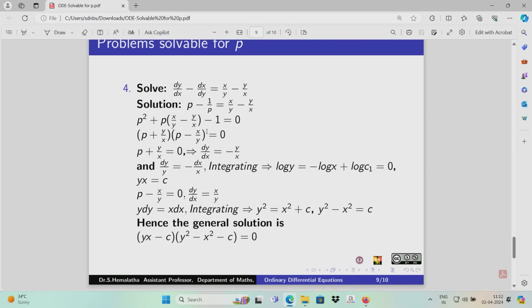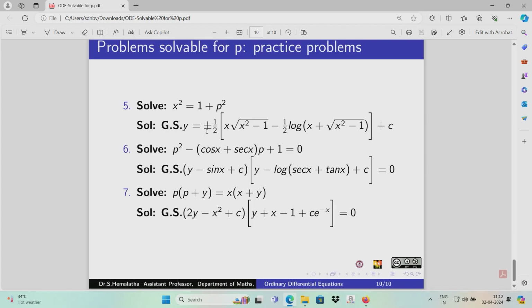Now again go for the factorization, make it a quadratic equation and bring out the linear factors. Equating to 0 each one of the factors, we get your solution for the two and combine to get your general solution. So these are some problems which can be worked out and further learning can be made for solving particular case of solvable for P problems.